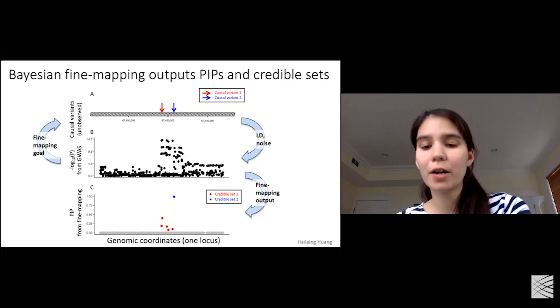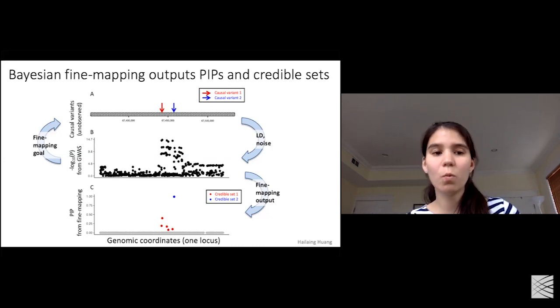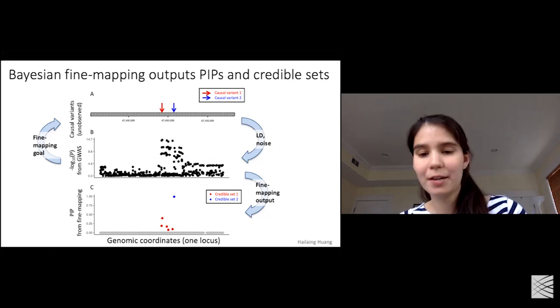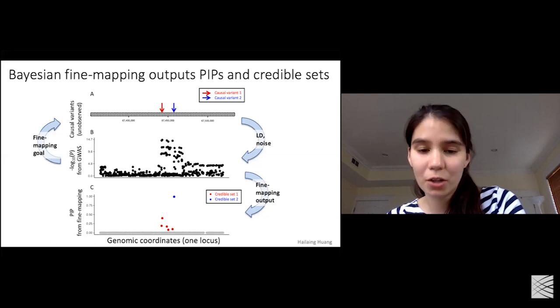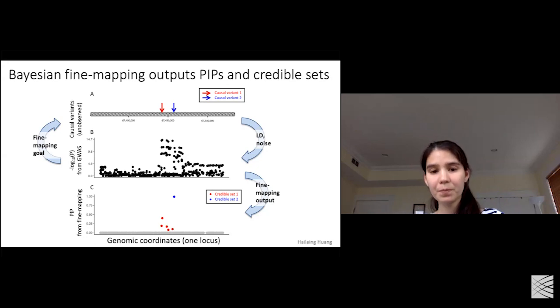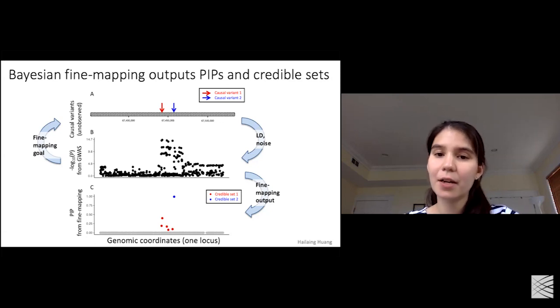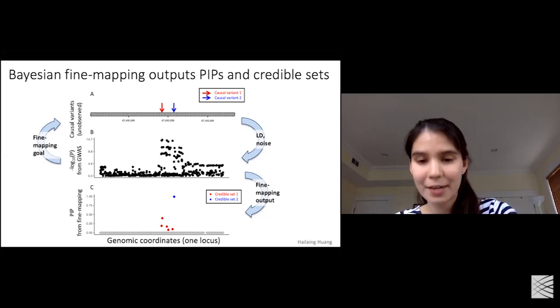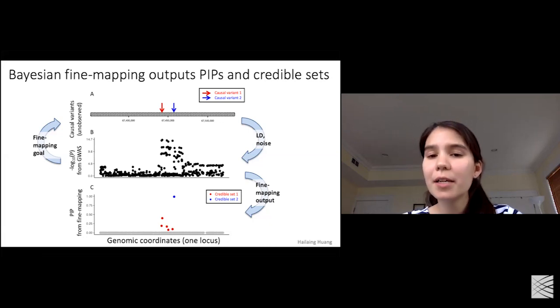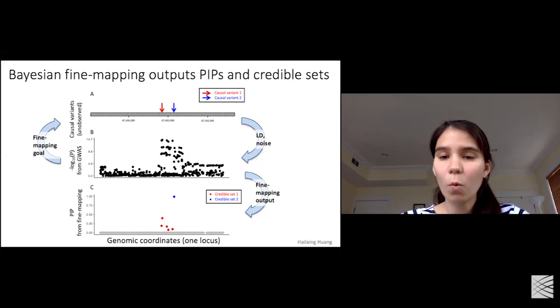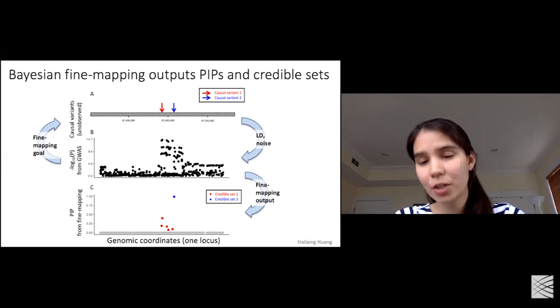So you can think of each credible set as corresponding to one putative causal variant, reflecting the uncertainty around which variant is that actual putative causal variant. Typically when we think about fine mapping methods, what we're interested in is getting a PIP per variant, and then a credible set, each one of which reflects one causal variant and the uncertainty around where that causal variant might be.